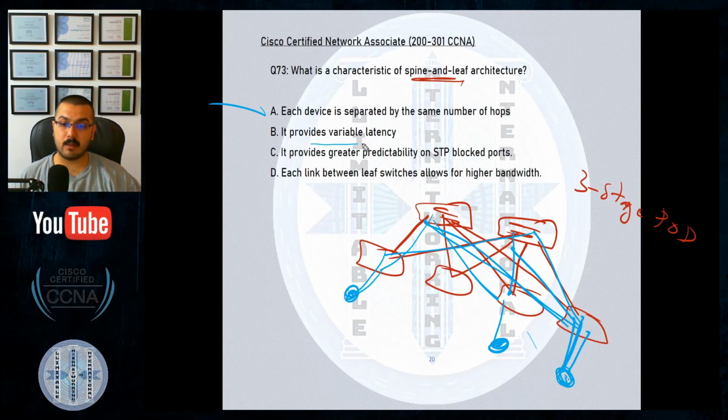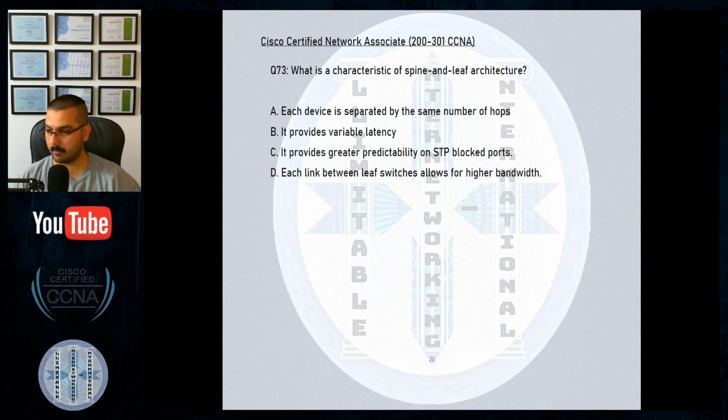It provides variable latency? No, latency in a data center should be fixed and known in milliseconds. It should not change. Provides greater predictability than spanning tree? No, no spanning tree is needed in spine and leaf. Each link between leaf switches allows for higher bandwidth? There will be no link between leaf switches, because there is no connection between them.